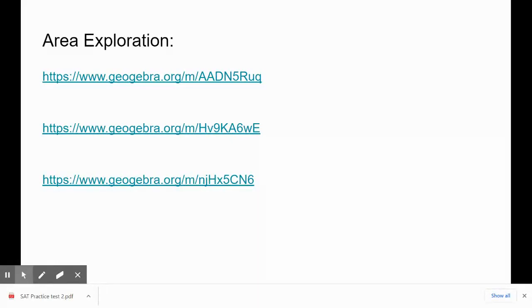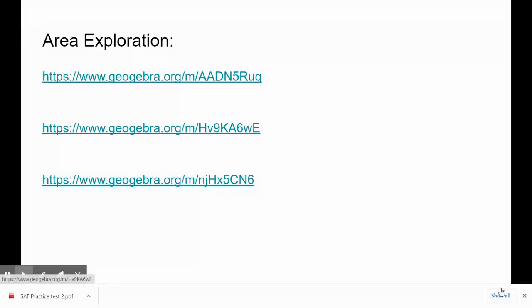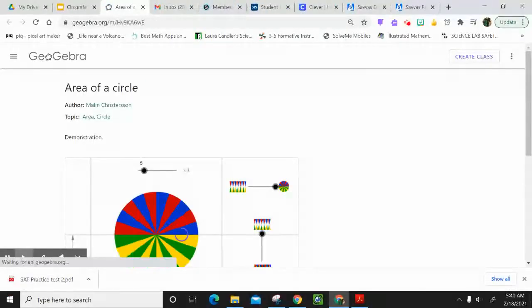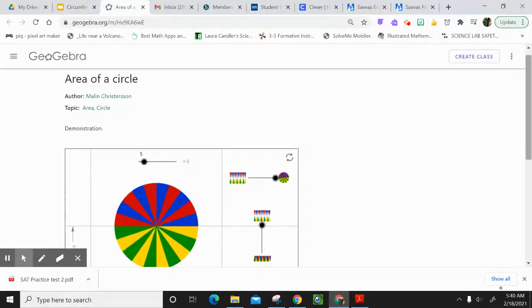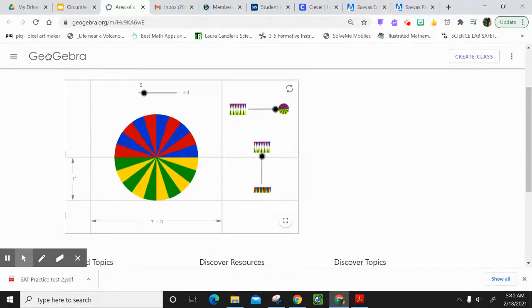There were 3 links that we did not get to look at, and these 3 links prove the area of the circle. So we're going to look at them one by one. This first one is actually probably the best. So we've got this circle right here.